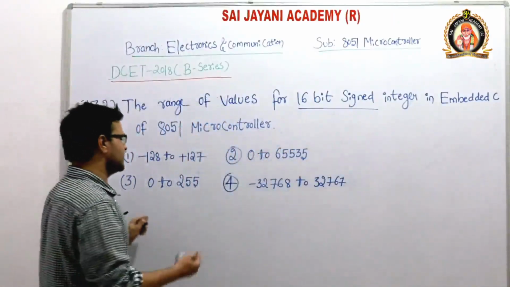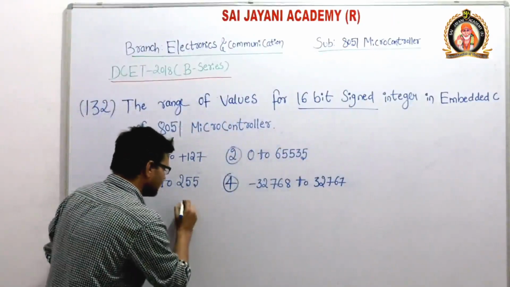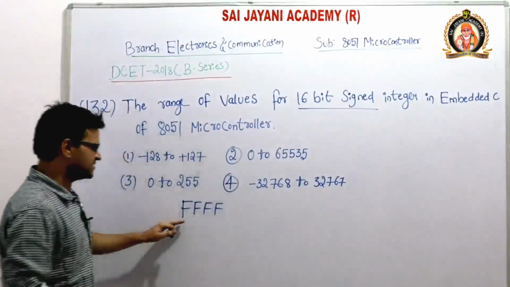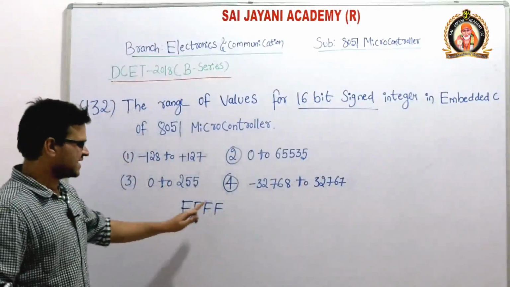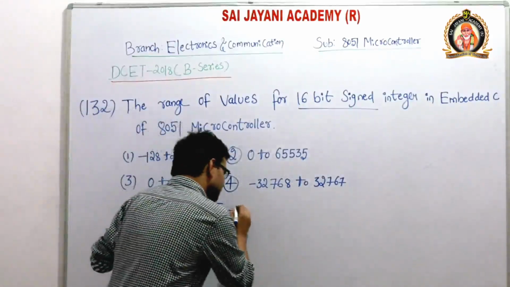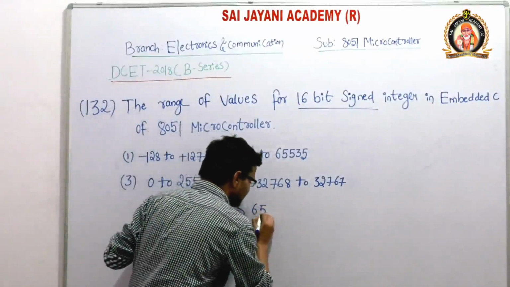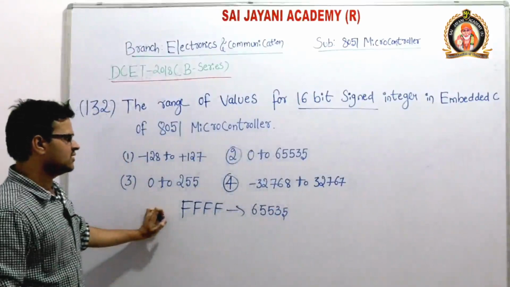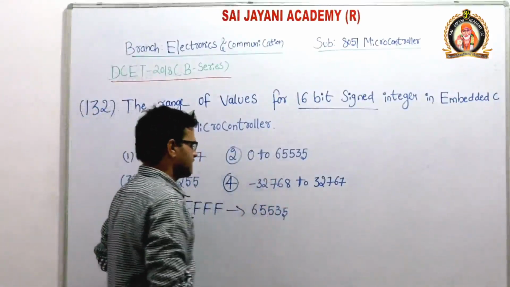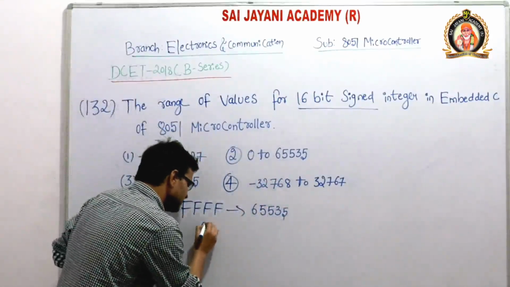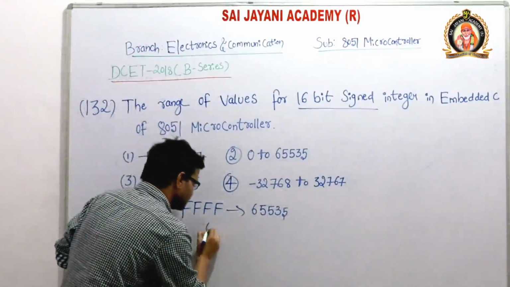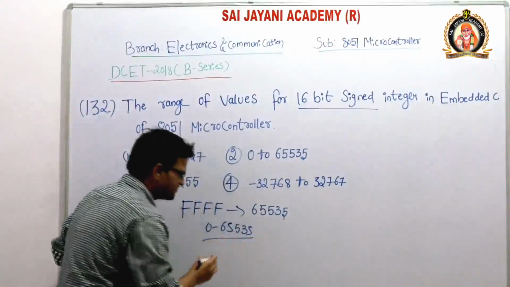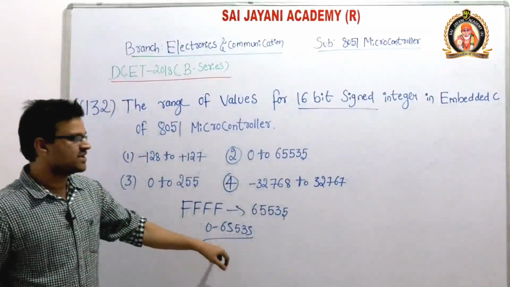For 16-bit, the maximum value is FFFF in hexadecimal. Its decimal equivalent is 65,535. That is, its range is 0 to 65,535. This is for an unsigned 16-bit integer.